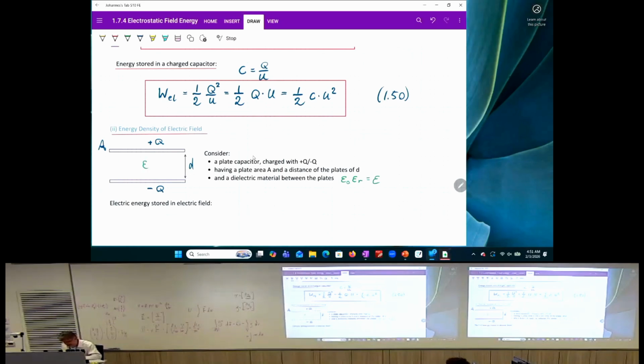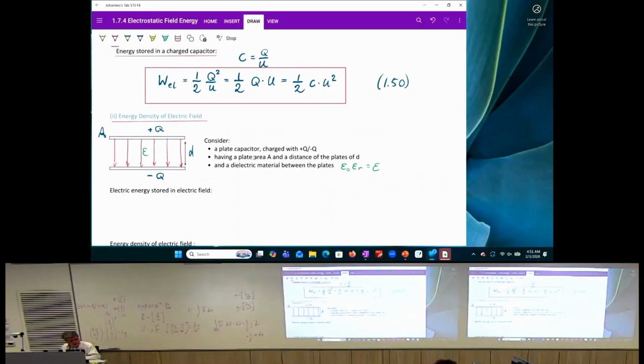We have a homogeneous electric field inside here. And if you look at the geometry, because the plate has an area of A and there is a separation, we also have a given volume in between these plates. Maybe I should start to give you that.